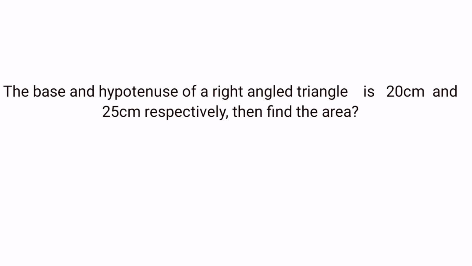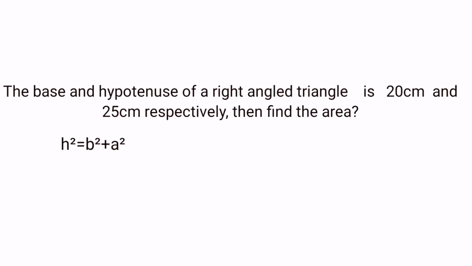Moving on to the next question. The base and hypotenuse of a right angled triangle is 20 cm and 25 cm respectively. Then find the area. In this question, base and hypotenuse is given. We know that in a right angled triangle, hypotenuse square is equal to base square plus altitude square. In this question, we are asked to find out the area. Area is half into base into height. So, we know the base, we have to find the height or altitude. So, from the Pythagoras theorem, that is hypotenuse square is equal to base square plus altitude square.